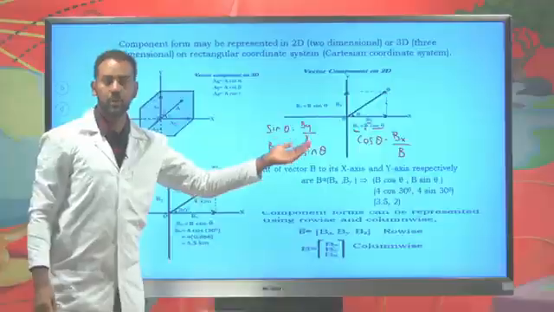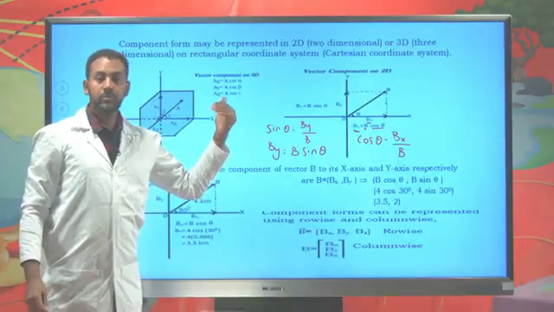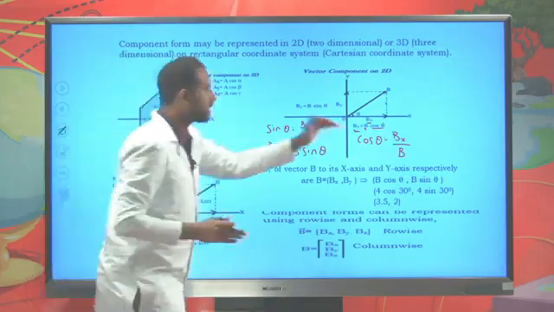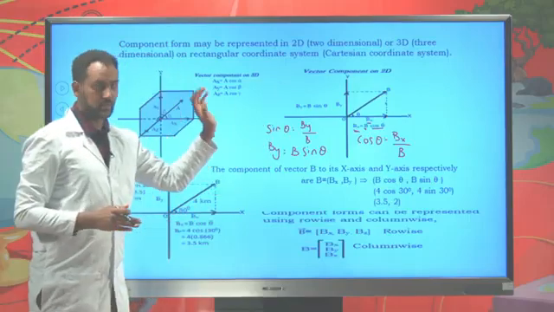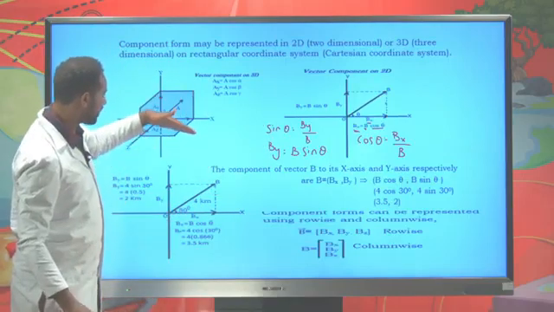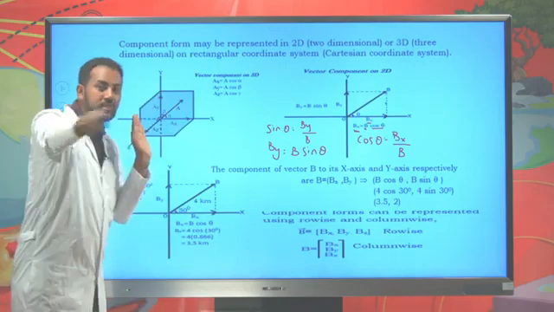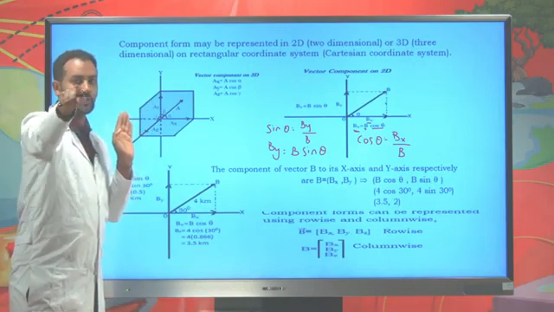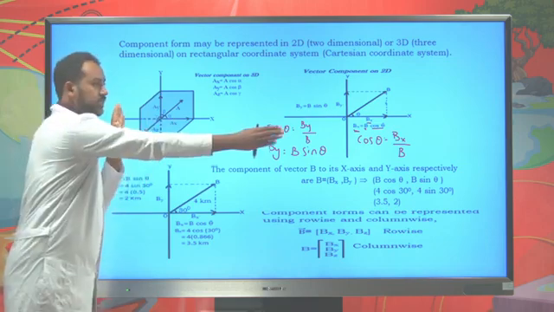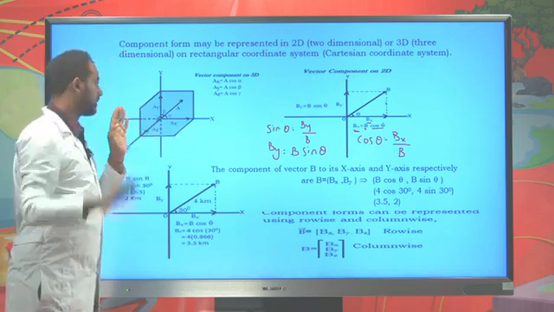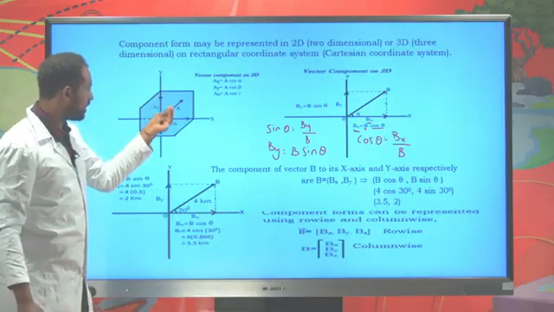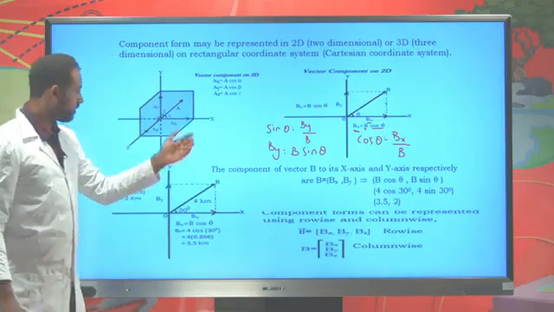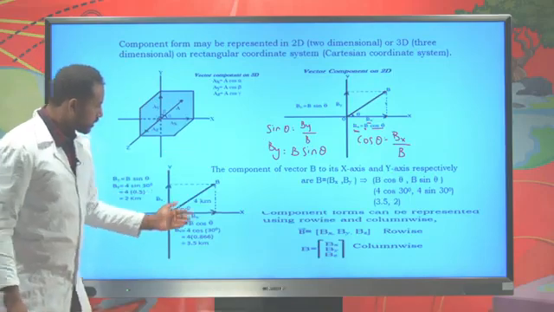It's also possible to decompose this vector onto the z-axis. Usually, we focus only on the two dimensions, the x-axis and the y-axis. But it's also possible to decompose it along x, along y, and along z, which is the axis directing towards you or towards me. X-axis, y-axis, and z-axis. Therefore, it's possible to see it in three dimensions. We usually focus on two-dimensional vectors. Therefore, it's possible to decompose that.